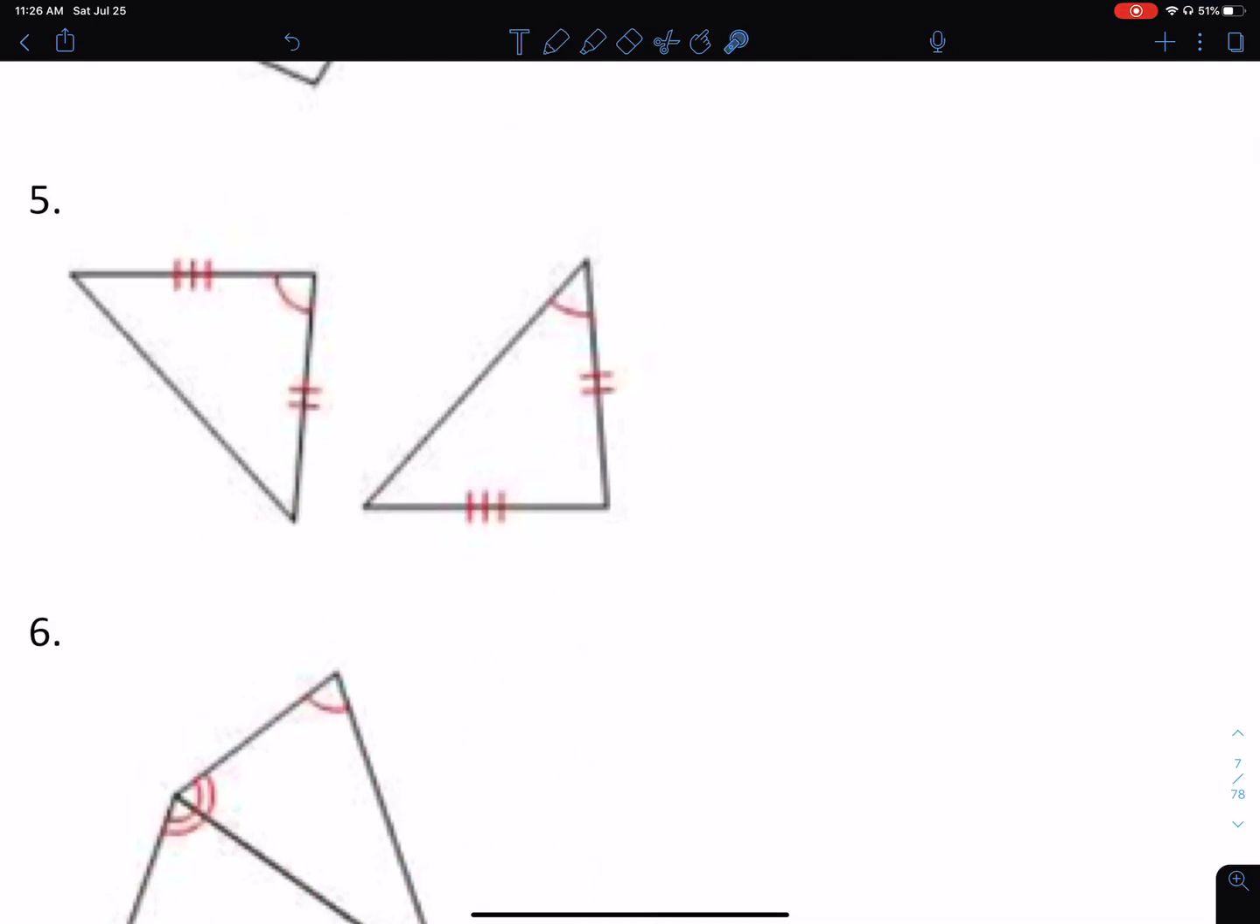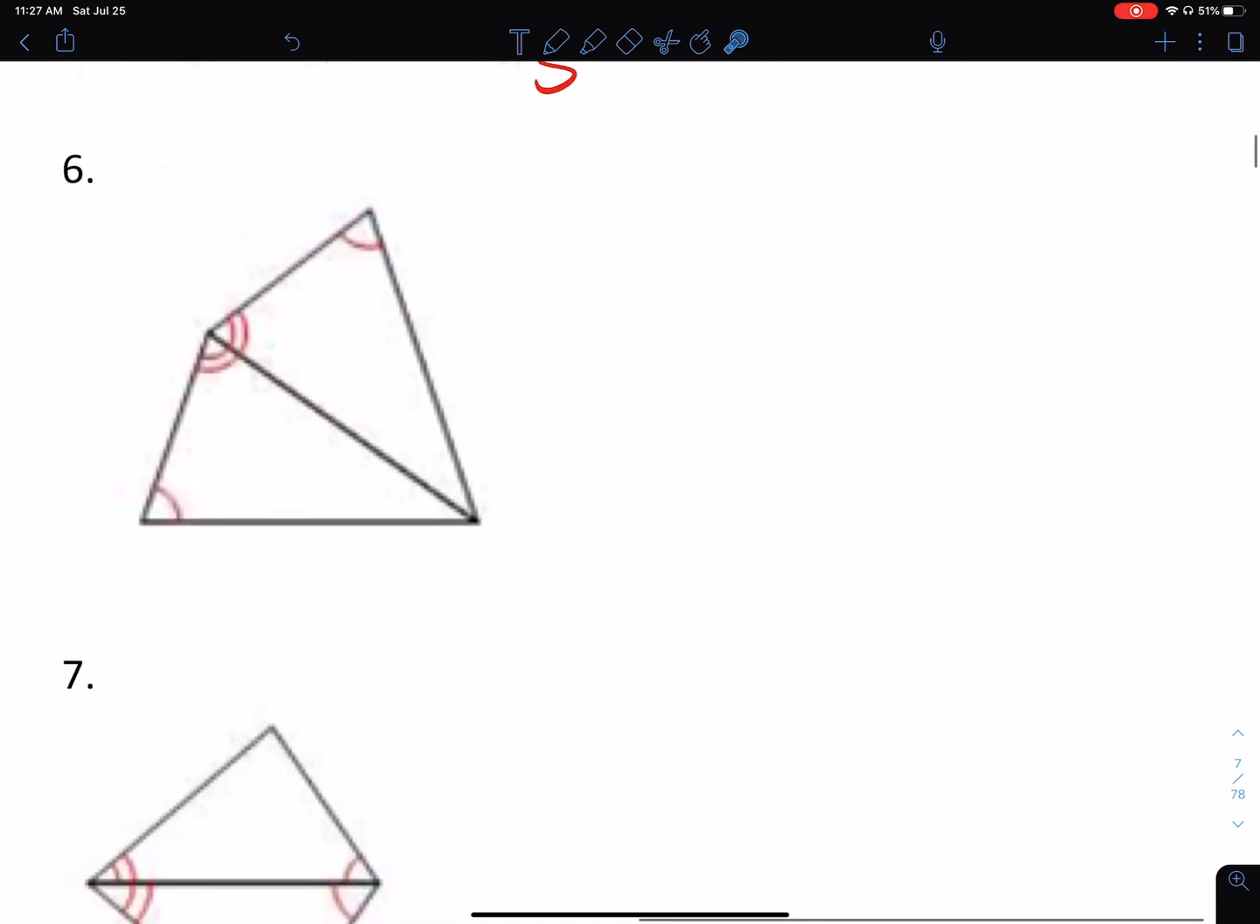Number five, well, it looks like this one would work, but it actually doesn't. We got side, angle, side. And here we have angle, side, side. They're not in the same order. This has the angle included. This has the angle non-included. Those are different things.